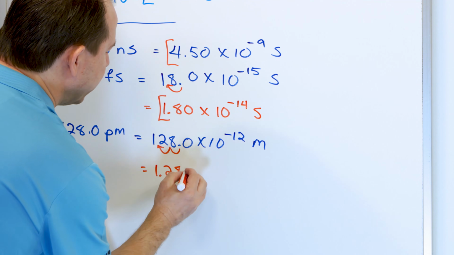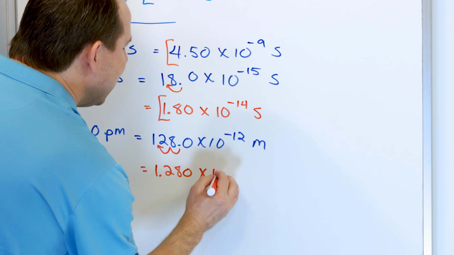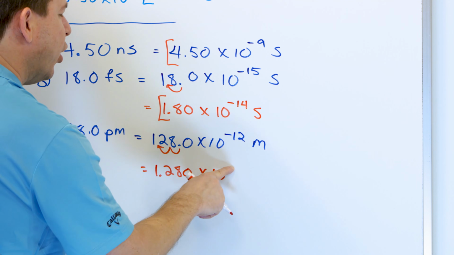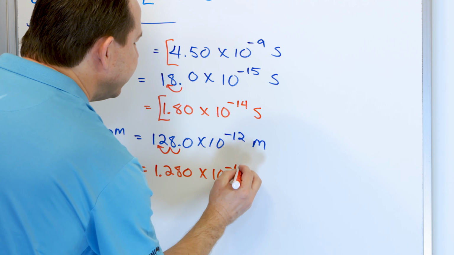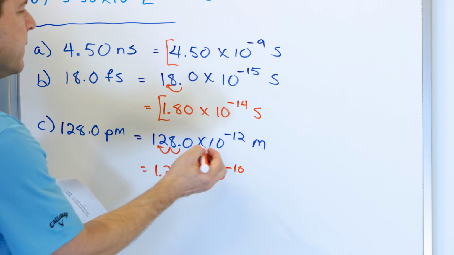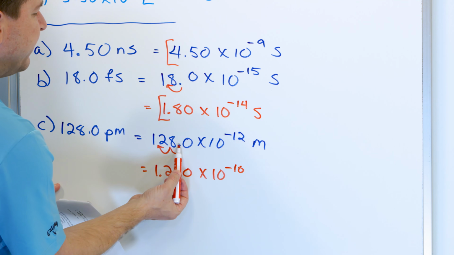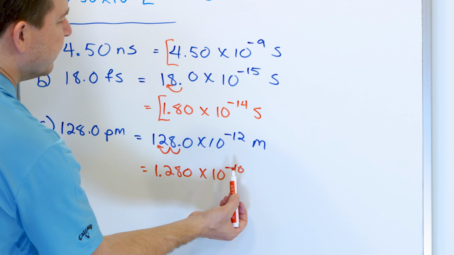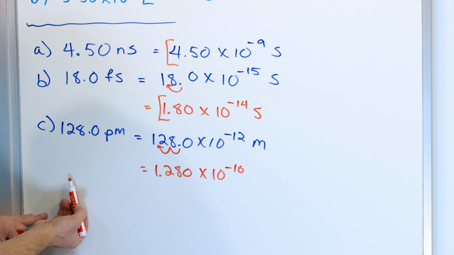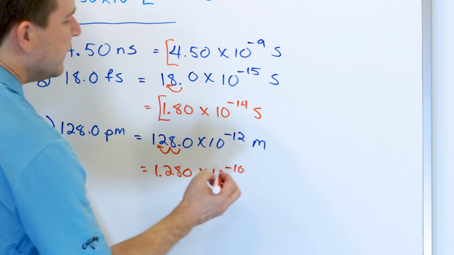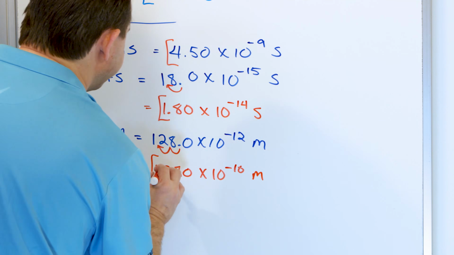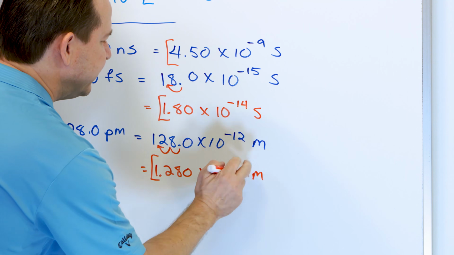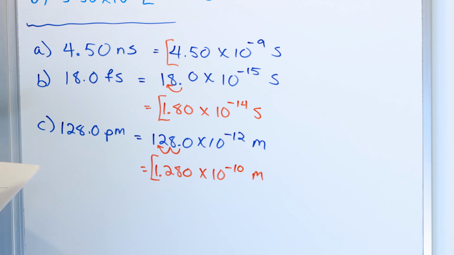You could write it there, 1.280 times 10. Now, because I moved it 2 spots to the left, I need to alter the exponent, and it's going to be minus 10, right? Because when the decimal was here, it's moving 12 positions to the left. Since I already moved it 2 spots, I only need to move it using the exponent 10 positions to the left for these to be the same. So this is meters. This is the final answer, 1.280 times 10 to the minus 10. Make sure that looks a little bit like a 6. That's a 0 right there, meters.